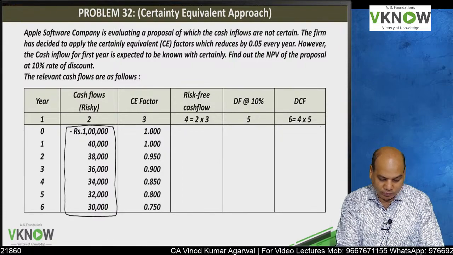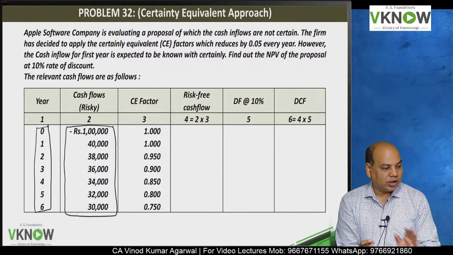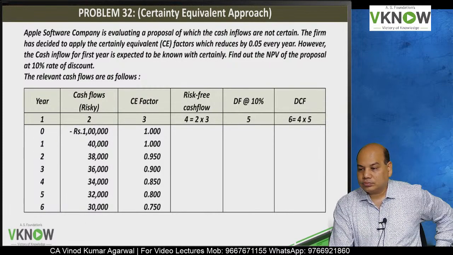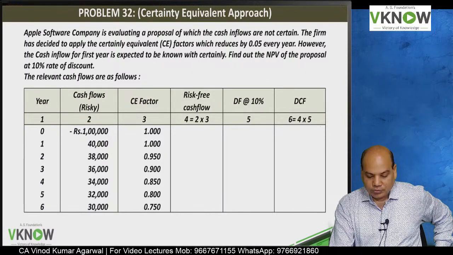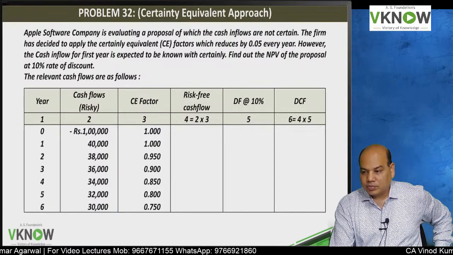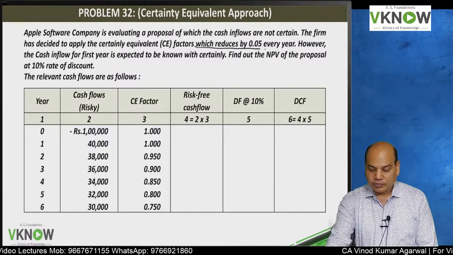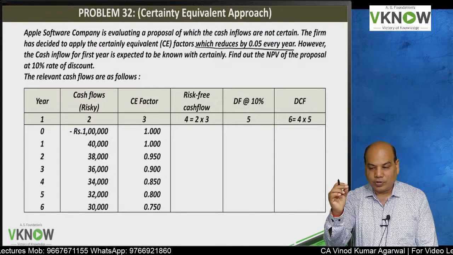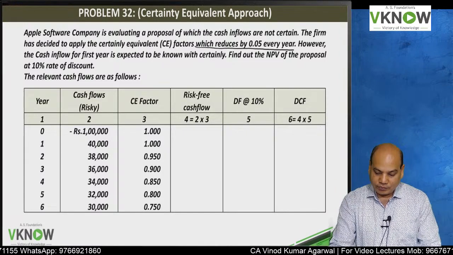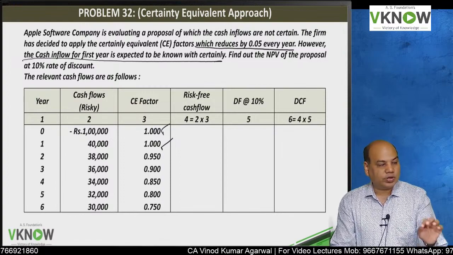These numbers you have to shift one line above, or maybe you can shift the year column one line below. Whatever helps you to understand. What is appearing on the screen is the correct presentation of the question. It says Apple Software Company is evaluating a proposal of which the cash inflows are not certain.